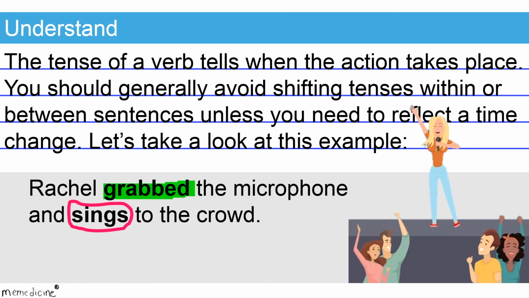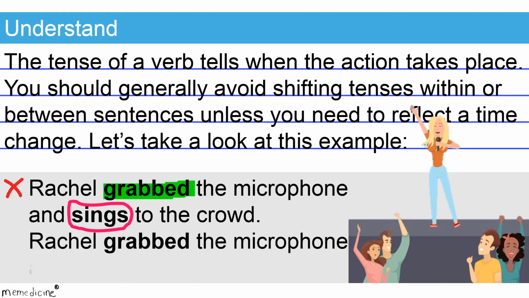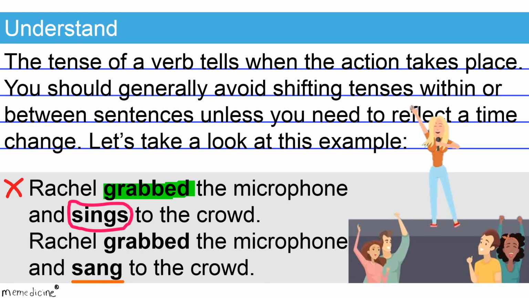Shifting the tense of the second verb to its present tense verb form is incorrect, because this creates inconsistency in the overall tense of the sentence. Change sings to its simple, singular, third person, past tense verb form to restore consistency. There you have it. We've changed sings to sang, its simple, singular, third person, past tense verb form. We have restored consistency in this sentence, and this new verb form is correct.